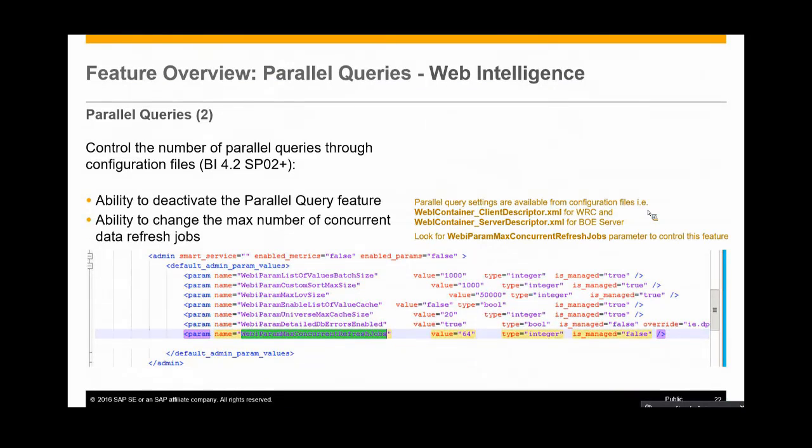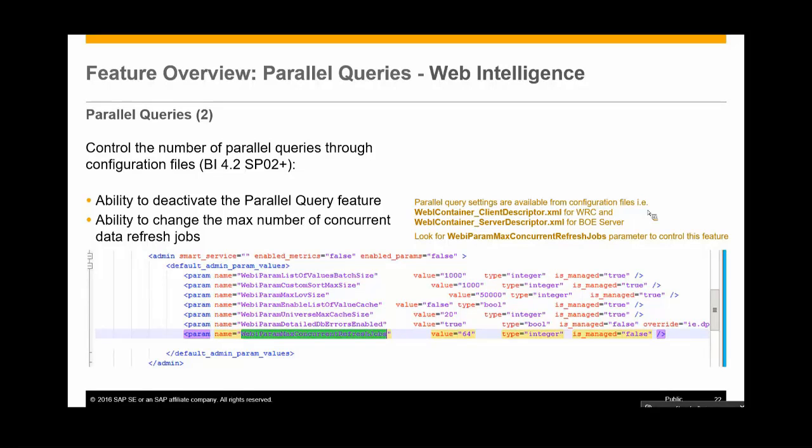There are ways in which you can control the number of parallel queries for this particular feature. There are two modes in which this can be done. It can be done through configuration files, or it can be done in CMC also.